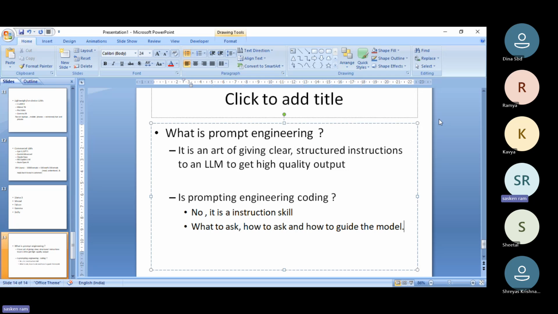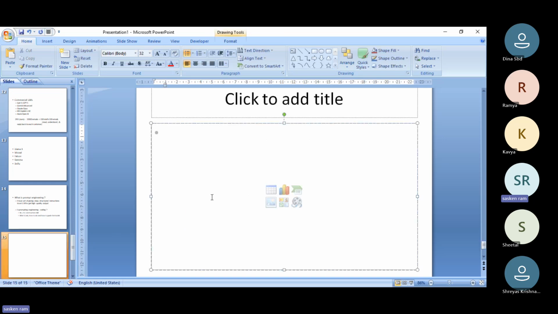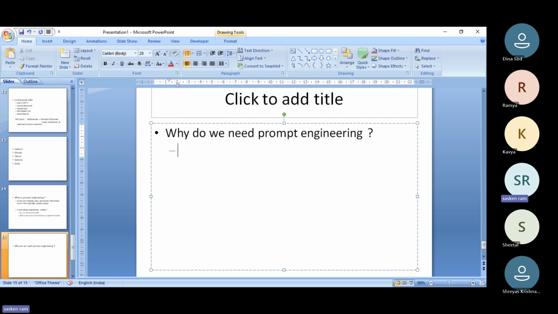Okay. So the question is, now, what is prompt engineering? It's an art of giving clear, structured instructions to an LLM to get high quality output. If you ask nonsense, it will throw nonsense. So, why do we need prompt engineering, guys? With clear, structured instructions, we guide the model so the model can understand what we are going to ask and what our expectation is.